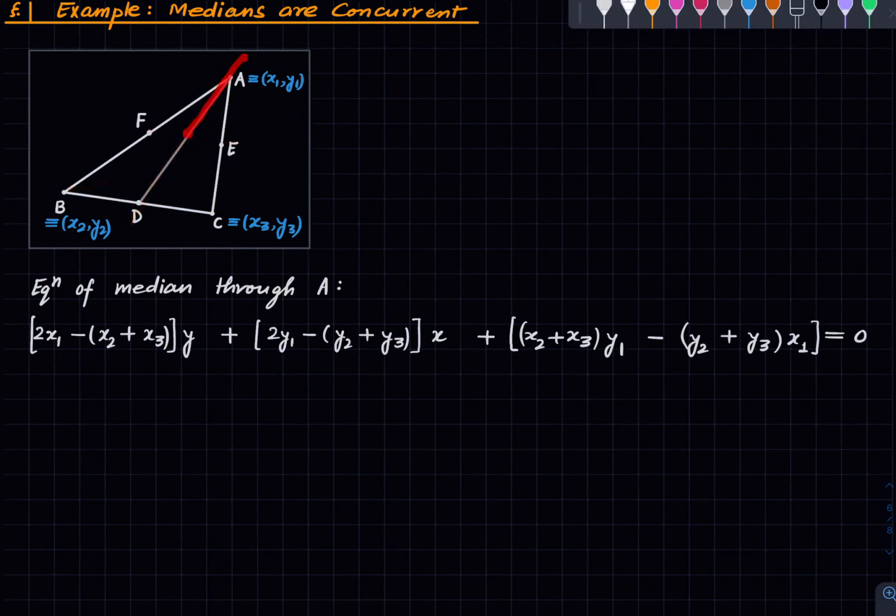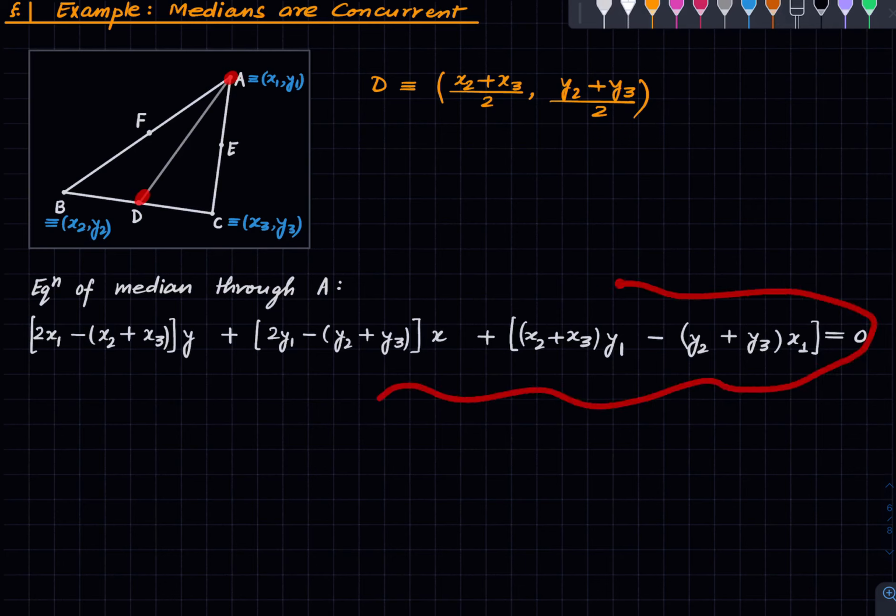Let's try to write down the equation of this median. If we could figure out the coordinates of the midpoint D of BC, then we know the coordinates of this and the coordinates of that, and then we can write down the equation of this line. Since D is the midpoint of these two, the coordinates of D are those. And now it's just a line passing through these two points. If you just make the calculation, this is the equation of that line.